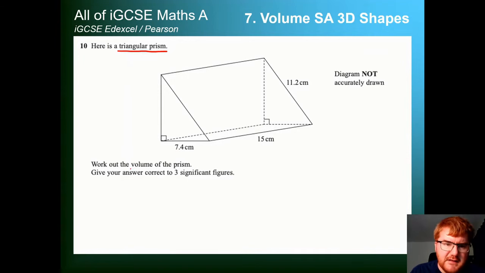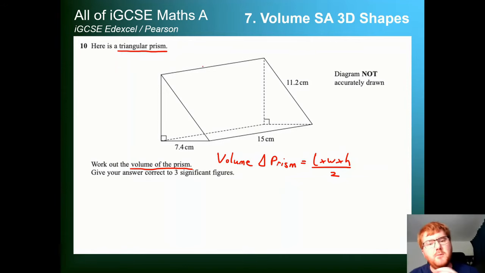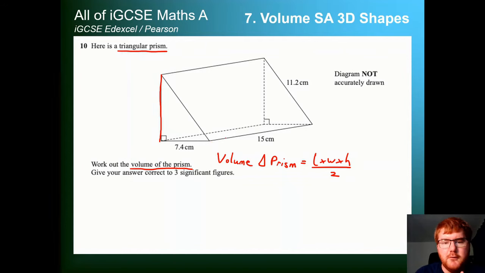So that seems like on the surface a straightforward question. Remember to find the volume of a triangular prism, all we need to do here is do length times width times height, but then divide by 2. Because notice we've got almost like half a cuboid in this case. The only problem with this, however, is that we're missing this side. So we need to have the 7.4 times 15 times this side. So we're kind of missing that at this point.